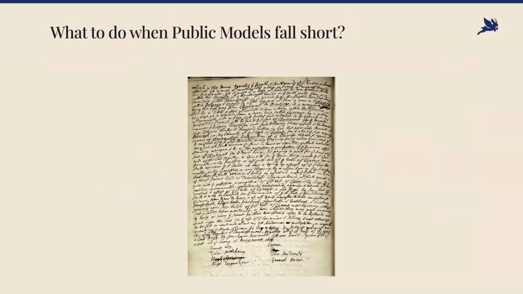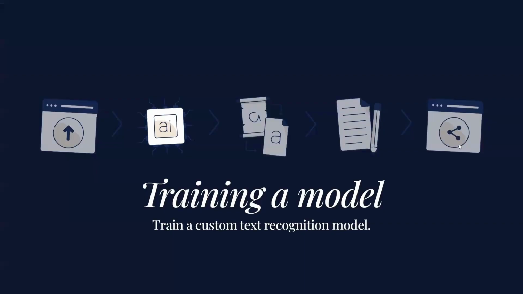Now, the question is, what do I do when the public models fall short? What do I do if the result of the public models wasn't to my satisfaction? I'm not really happy. There were too many mistakes. What can I do then? And in this case, what you can do is train a custom text recognition model.